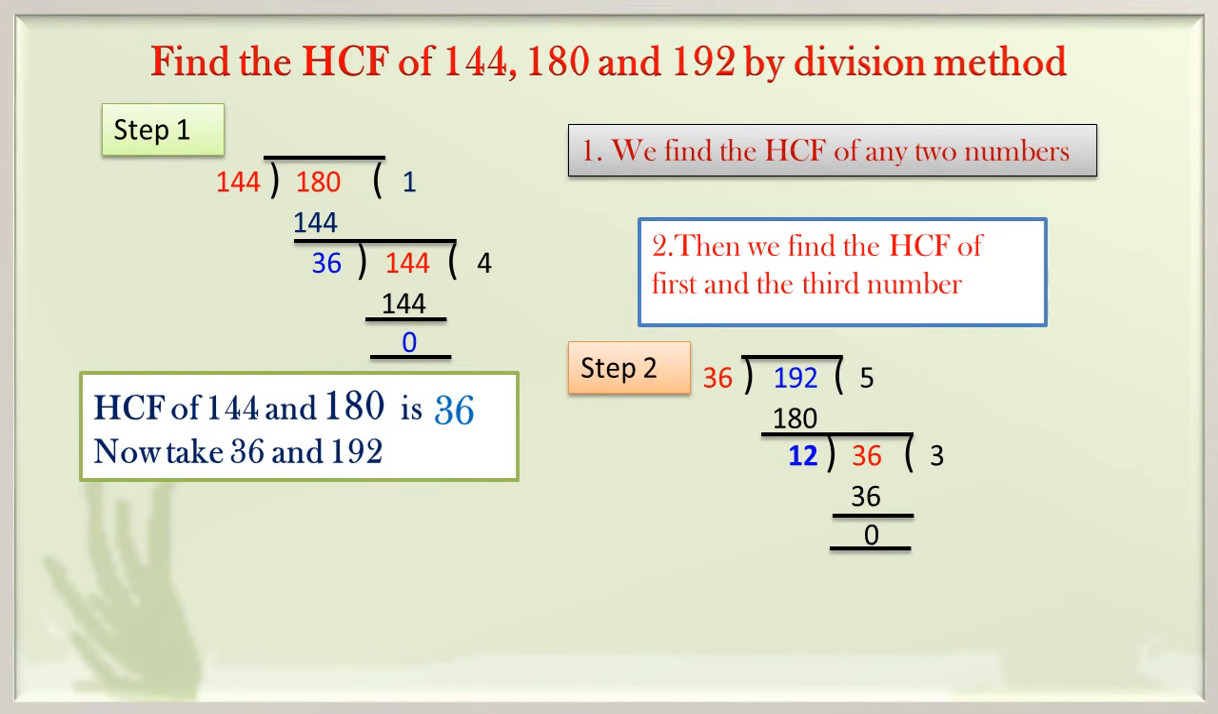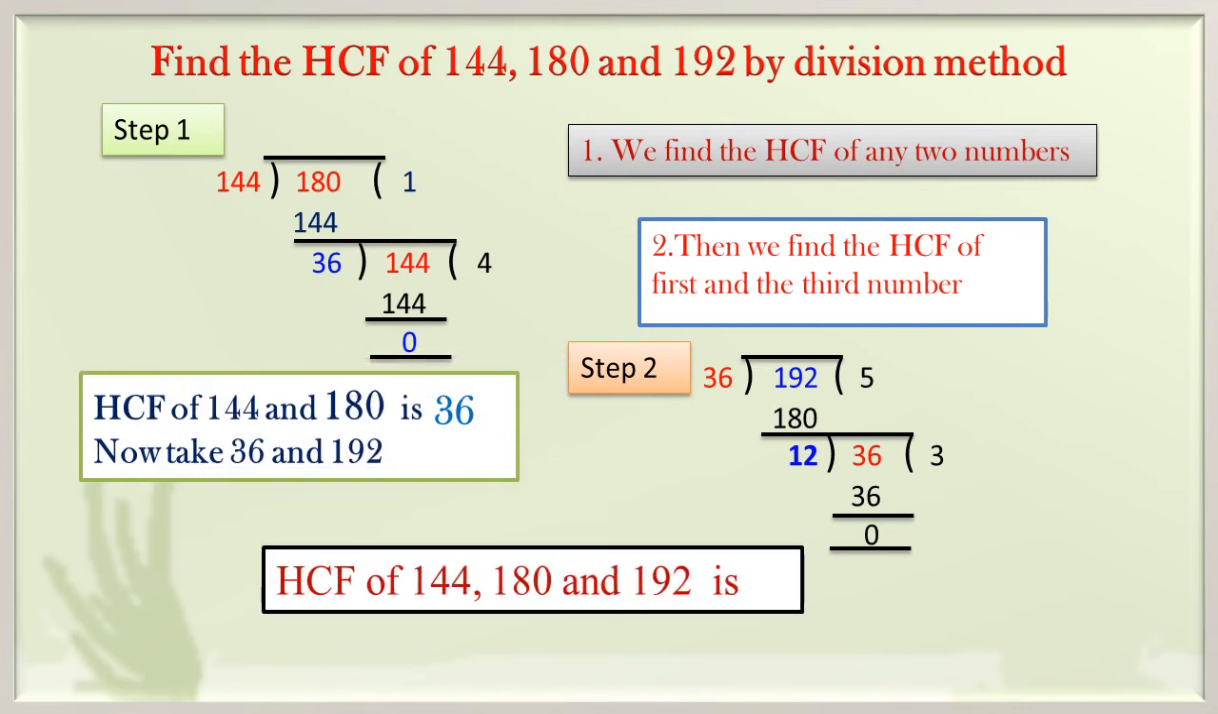So the remainder 12 becomes divisor, and divisor 36 becomes dividend. Now we find how many times we have 12 in 36, that is 3 times. So 3 12s are 36. Now we subtract 36 from 36, the remainder is 0. Now the last divisor is the HCF. So write, HCF of 144, 180 and 192 is 12.